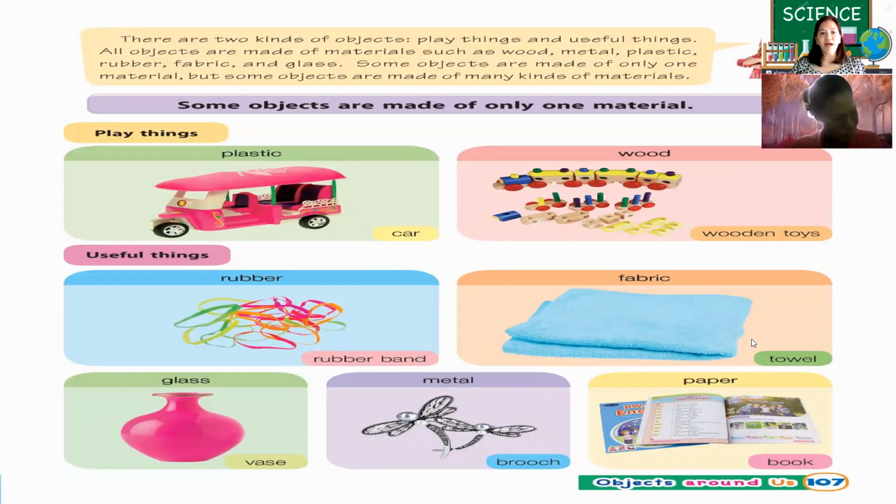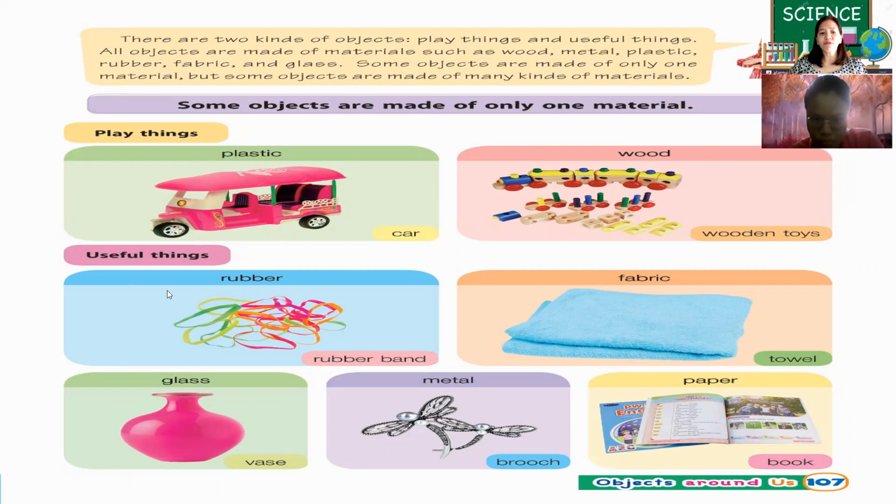Okay, so some objects are made of only one material. Example, playthings, toys, like this car. Maybe it is made of metal. Oh no, it's plastic. Yes, it's a plastic ball, made of plastic. Then we have the wooden toy made of wood. Those are playthings.